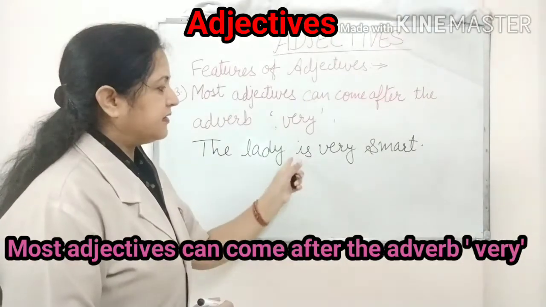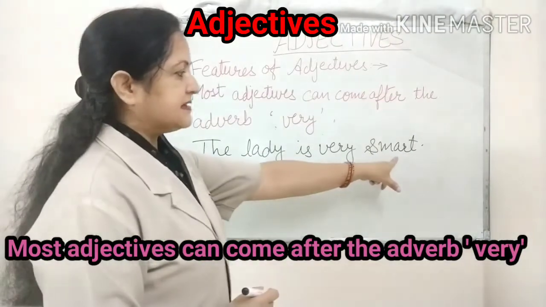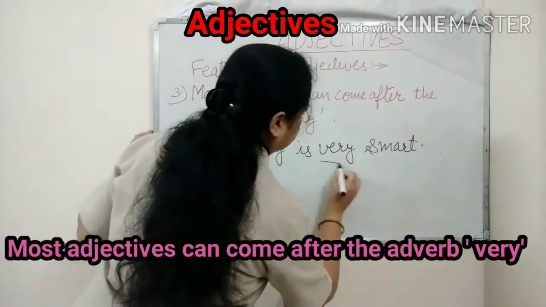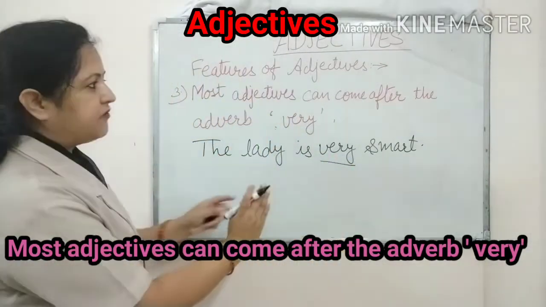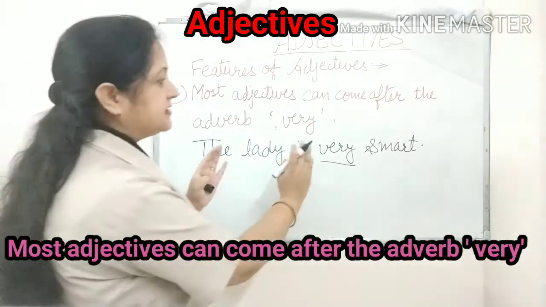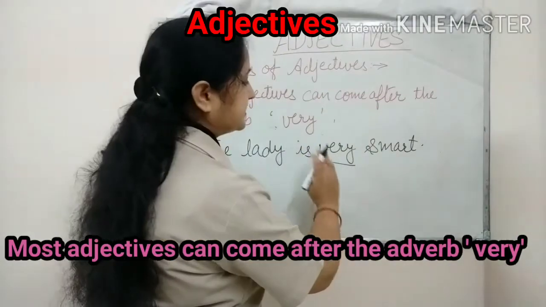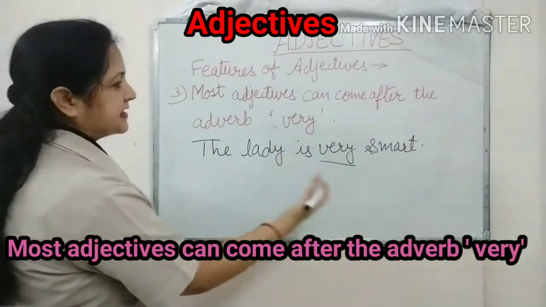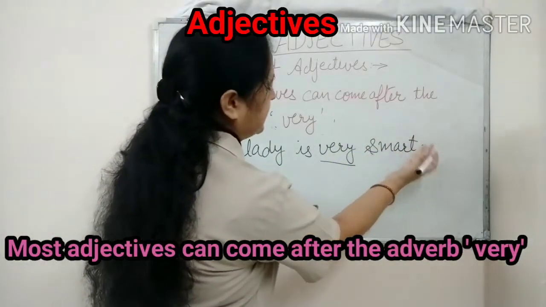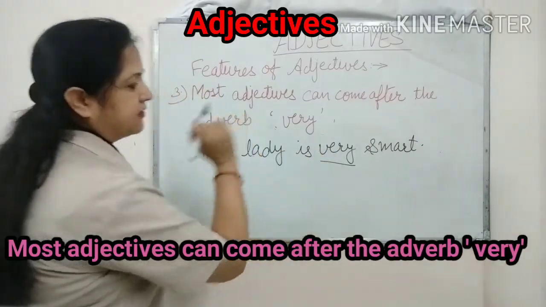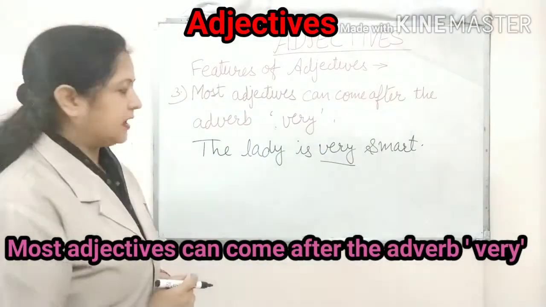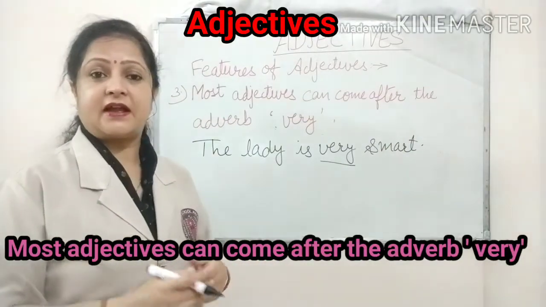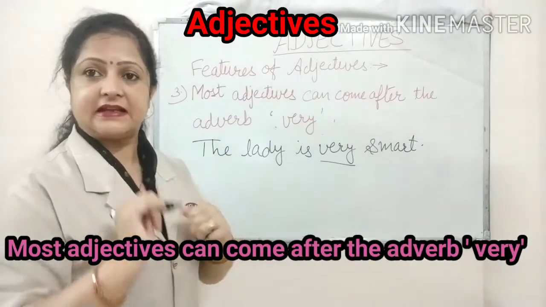Here again the noun is lady, the be form of verb is is, smart is our adjective and very is our adverb. Here very comes just before the adjective, or we can say the adjective can come just after the adverb very. Let us take the second example here. The second example I had given you, the boy is intelligent.